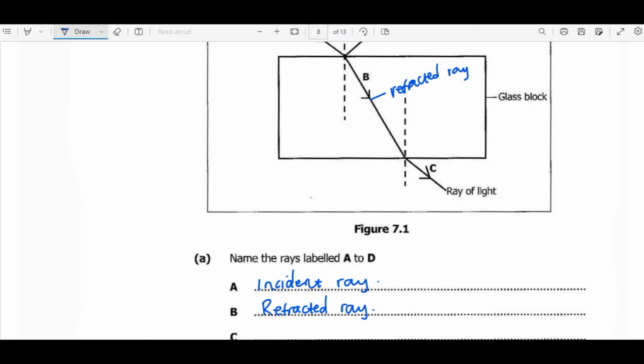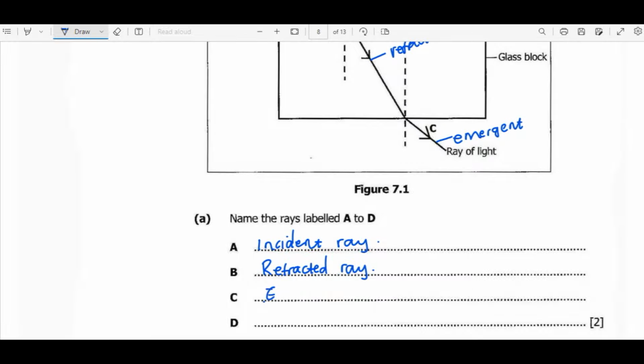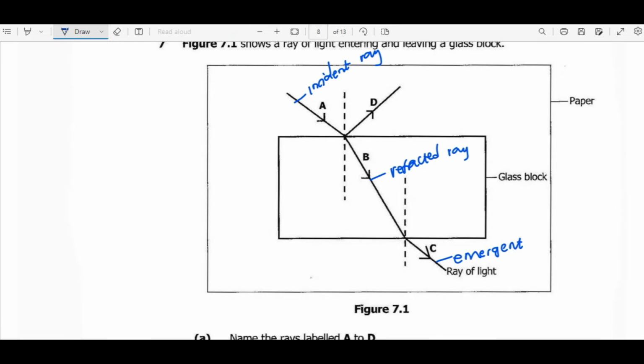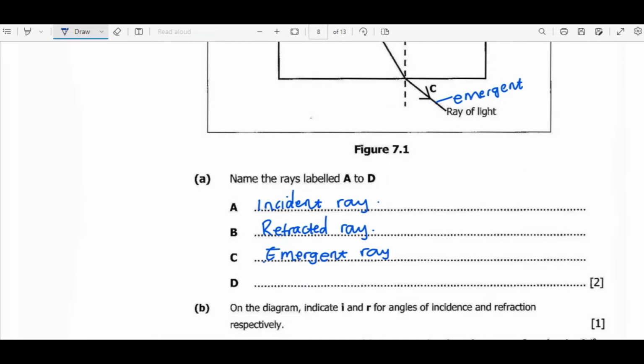Then we have C. C is the one leaving the glass block back into air. We call this one the emergent ray. Then D, this one is just the one that bounced. So this is our reflected ray. The one reflected must just bounce, then the one refracted is about bending.